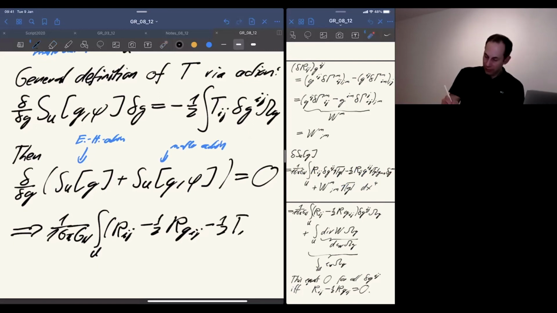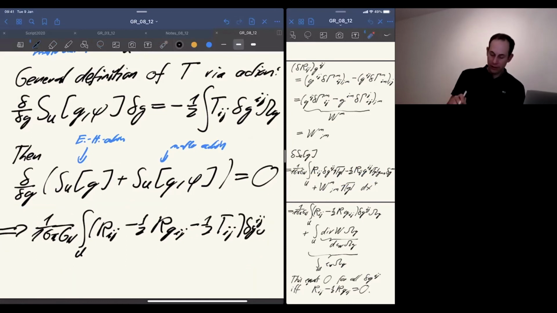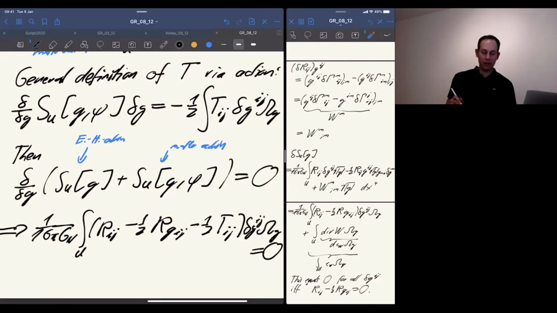The additional term is just minus 1/2 Tij, and then I can close the bracket, and outside of the bracket I still need to put, of course, the variation delta gij, and I also need to put the volume form omega g, otherwise this integral doesn't make sense. So I put this. And okay, this should be 0. That's what the action principle tells us.